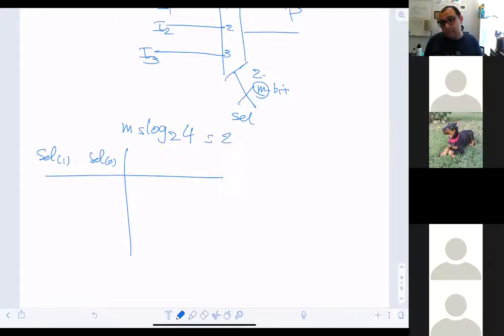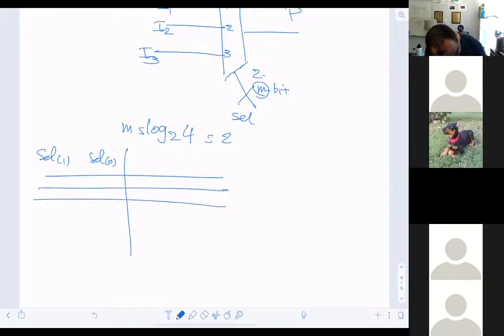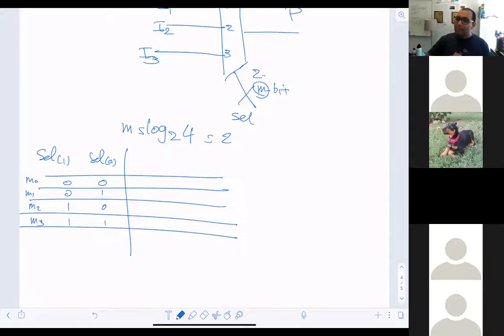No. It will cover 4 states, right? So it's going to be 1, 2, 3, 4. 0, 1, 0, 1, 0, 0, 1, 1. This is M0. If you remember, this is M1, this is M2, M3. Do you remember the minterms? Now this is the output.